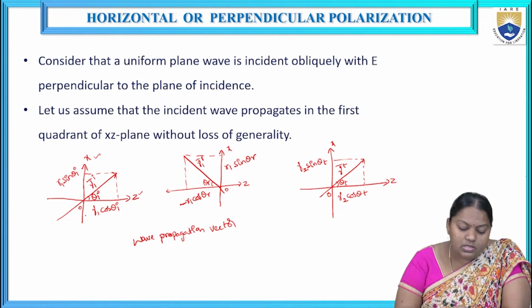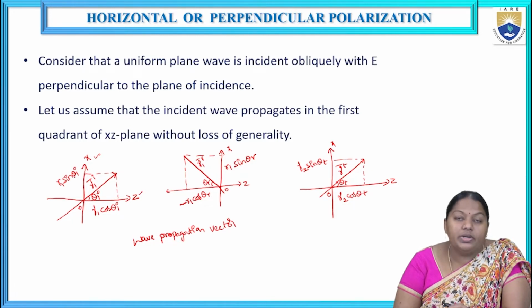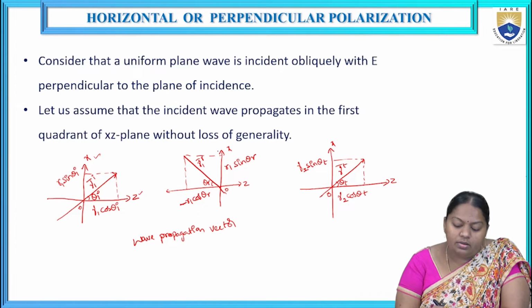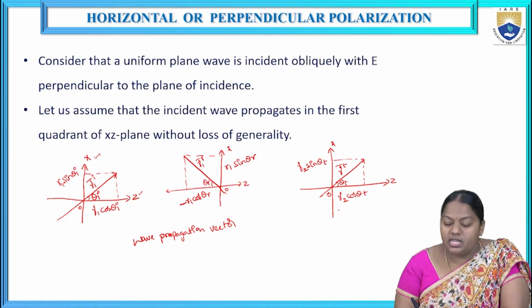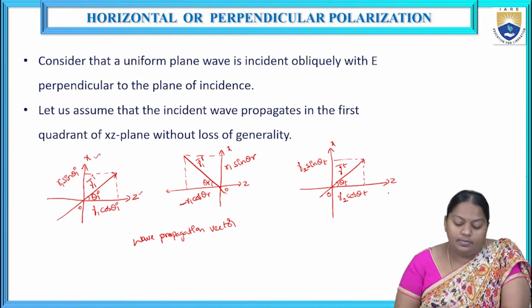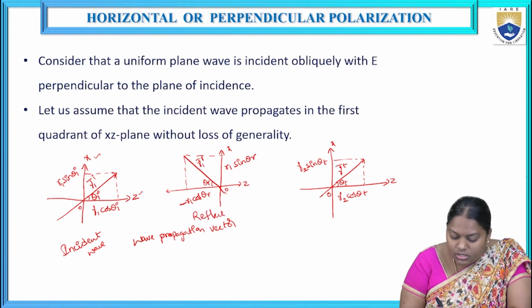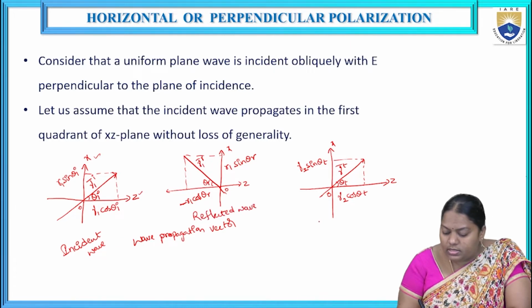For the first one, if you observe, the incident wave is propagating in the first quadrant of the xz plane, which means the z and x components are positive. And the reflected wave is aligned in the second quadrant of the xz plane, which means the x value is positive and the z value is to be considered as negative. Similarly, the third one is for the transmitted wave, whose propagation vector is aligned in the first quadrant of the xz plane. Okay, so this is the incident wave propagation vector, this is the reflected wave propagation vector, and the last one is the transmitted wave propagation vector.